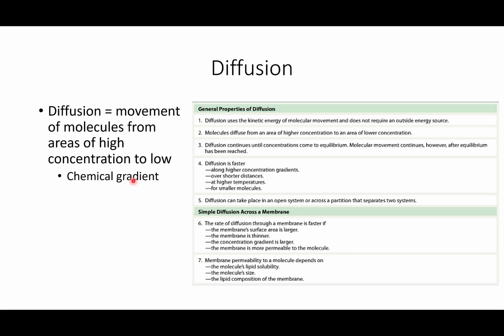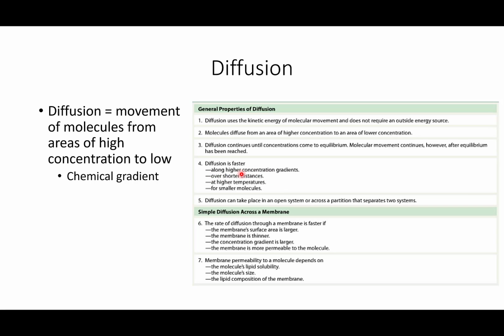First off, it's using kinetic energy found within the molecules themselves, right? There's no energy source needed for diffusion to occur. Those molecules are vibrating and therefore will move on their own. Molecules diffuse from high areas of concentration to low areas of concentration. Diffusion continues until those concentrations come to an equilibrium, so until they're equal. At that point, molecular movement still continues, but that equilibrium has been reached, so we don't expect things to change.